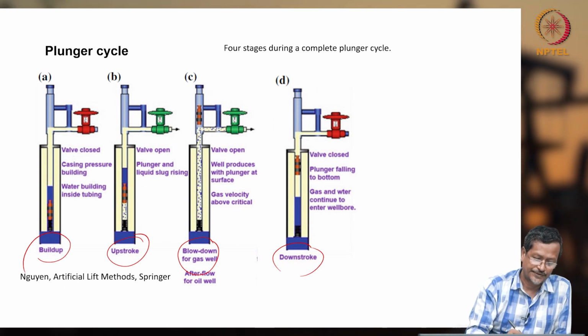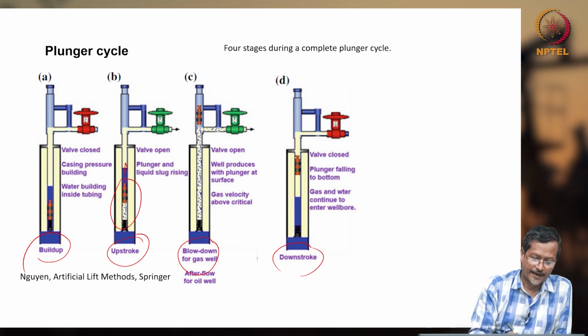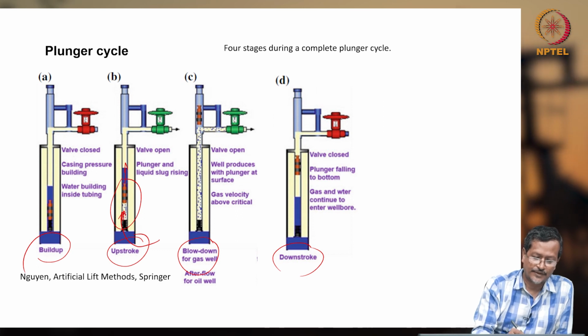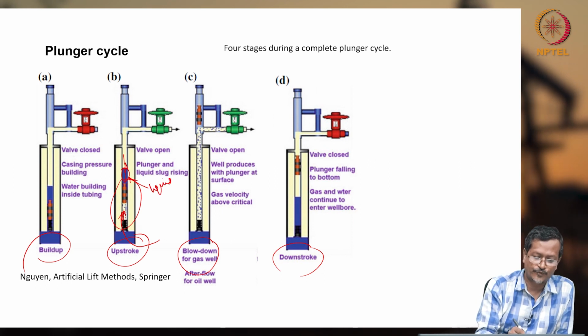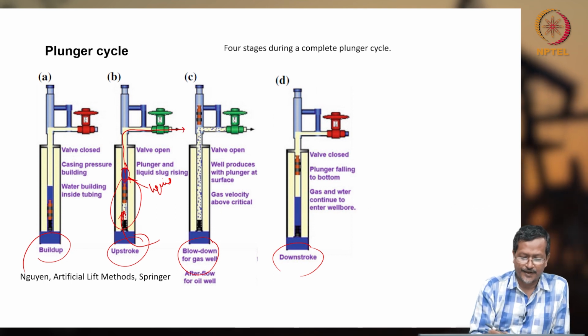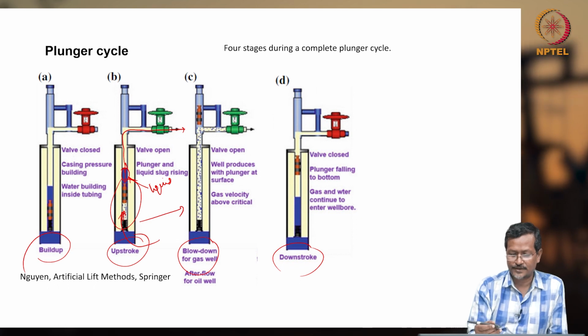Now, you see this second picture, upstroke. The plunger is moving up and gas from your reservoir is coming in. This blue color liquid is moving up, it will move through this, and finally upstroke moves to the blow down or gas blow down stage.